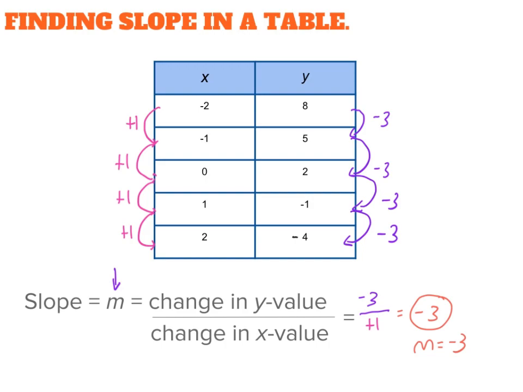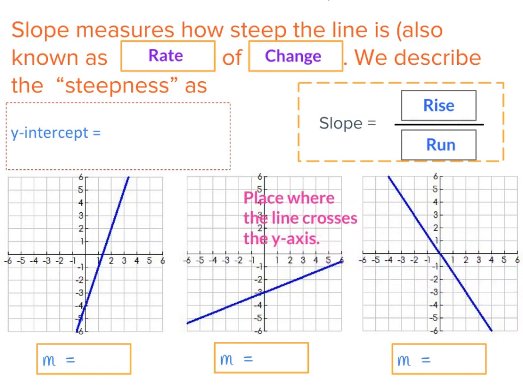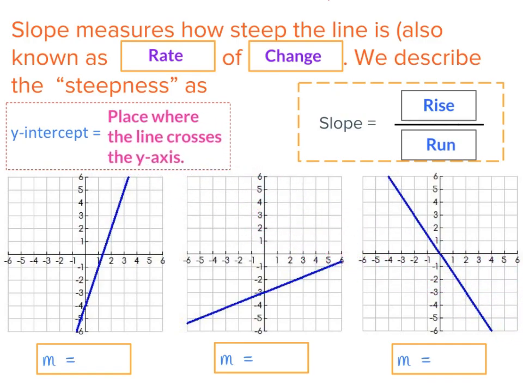Now let's take a look at how to find slope on a graph. Here we are with a few graphs, and we're going to try and find the slope of them. But remember, slope measures how steep the line is, also known as rate of change. When we're talking about slope, we call it rise over run. So how much does the line rise over how much does it run horizontally? In order to figure this out, we're going to start at the y-intercept. And the y-intercept is the place where the line crosses the y-axis.